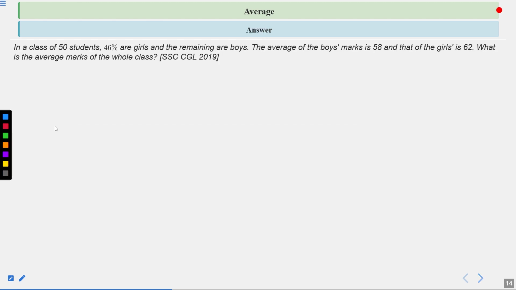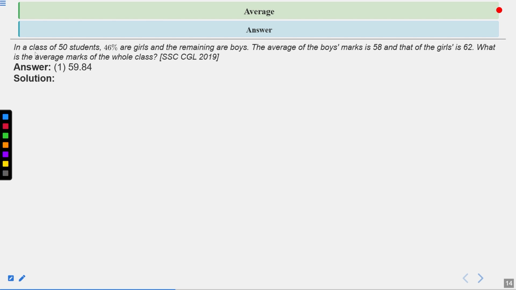So the question says that in a class of 50 students, 46% are girls. So 54% are boys. Now the question says that the average of the boys' marks is 58 and that of girls is 62. So first we calculate the number of girls, then we get the number of boys. Multiplying the number of girls by 62 and the number of boys by 58, we get the total marks. And dividing by 50, we get the average of the whole class. So the correct answer of this question is the first one, which is 59.84.